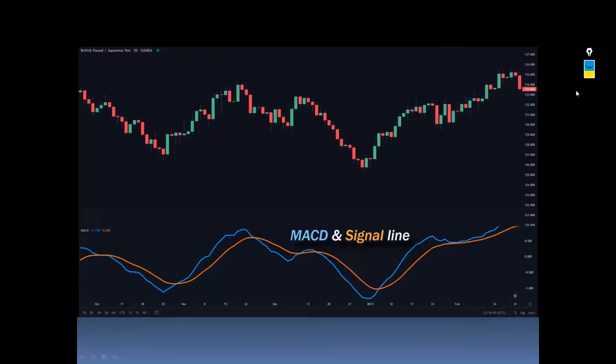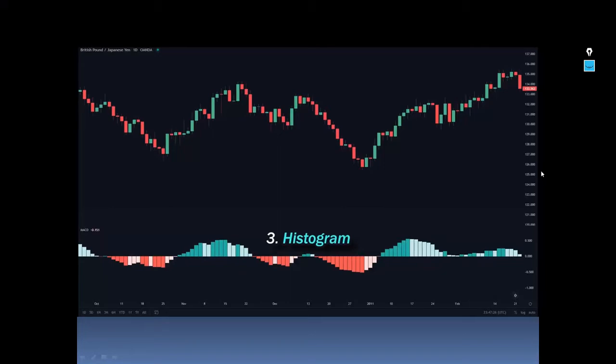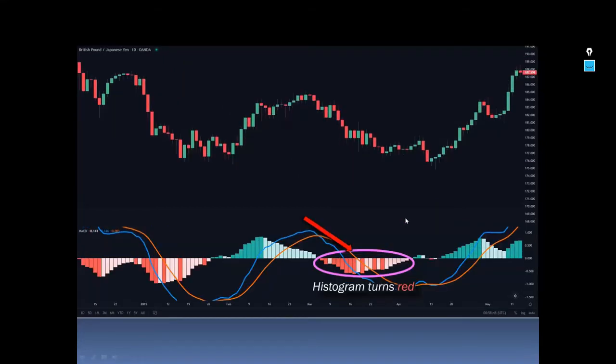Now the third component is the histogram. So how does the histogram work? If the MACD line crosses above the signal line, the histogram will turn green. So if it crosses above, the histogram turns green. And in the opposite direction, if the line crosses below, you can see the histogram will turn red. This is one thing that we can see.